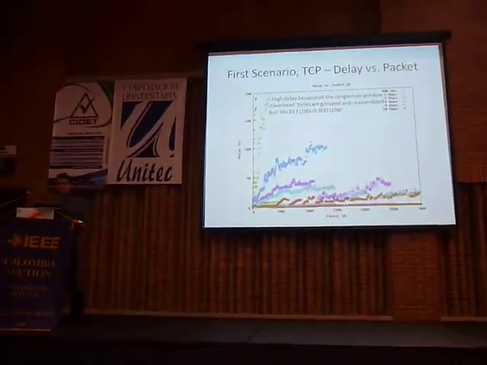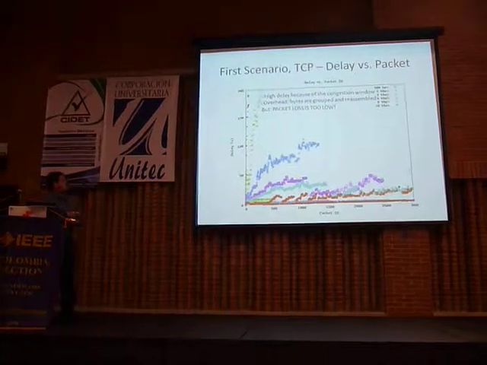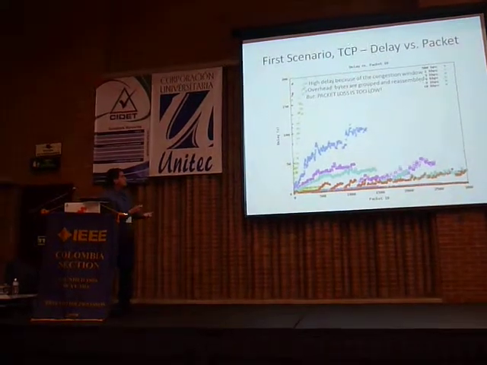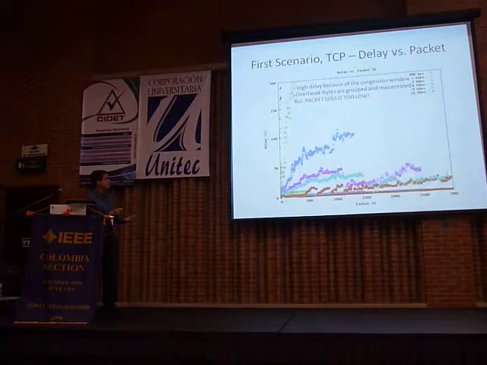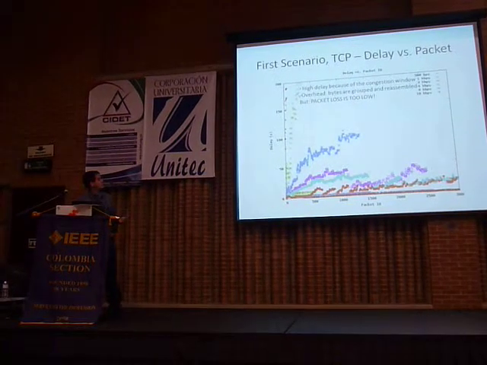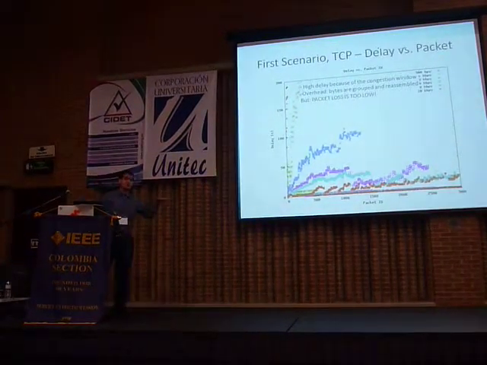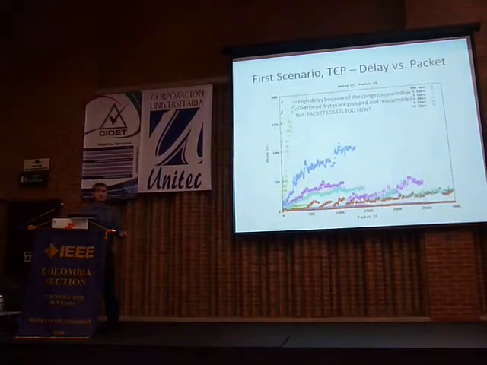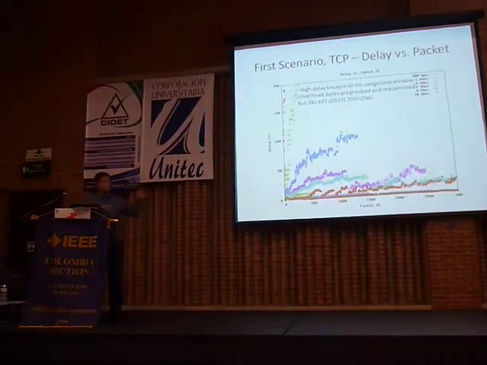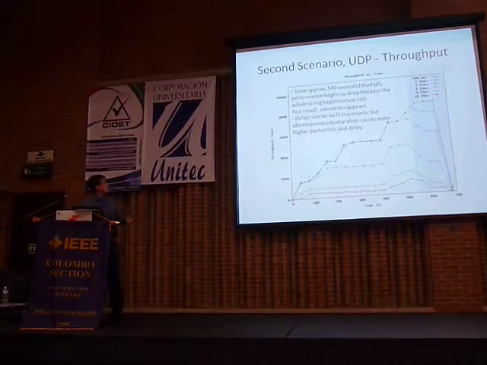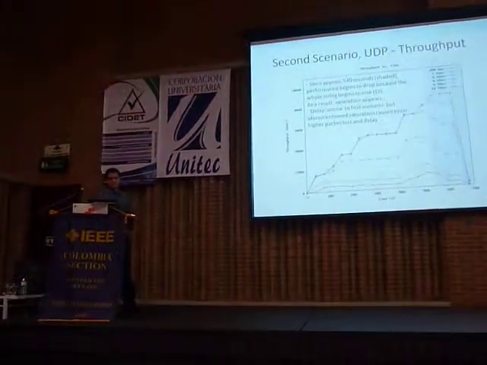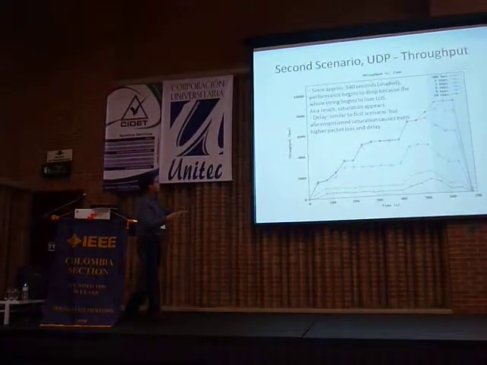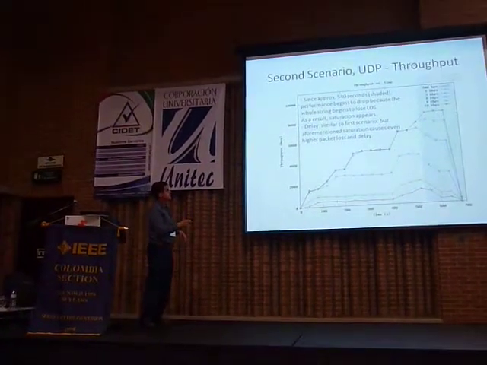Let's see the delay of the first scenario for TCP. There is a high delay because of the congestion window and the overhead. Bytes are grouped and reassembled again, but the packet loss is too low. I don't show every graph that is in the proceedings because this is just an overview and I don't have enough time.